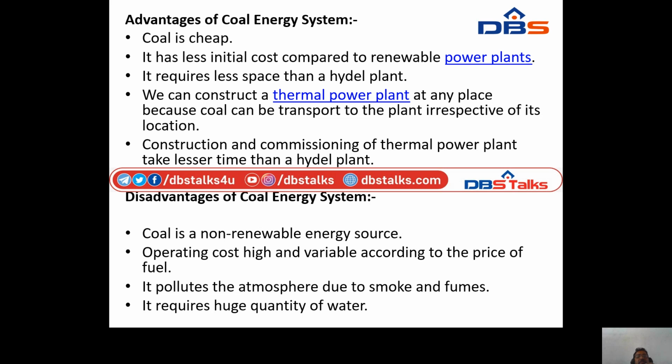Disadvantages of the coal energy system. Coal is a non-renewable energy source. Operating cost is high and variable according to the price of the fuel. It pollutes the atmosphere due to smoke and fumes. It requires a huge quantity of water.